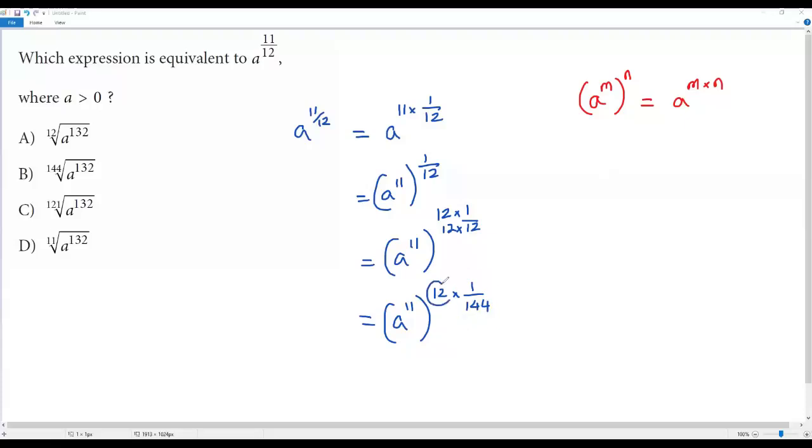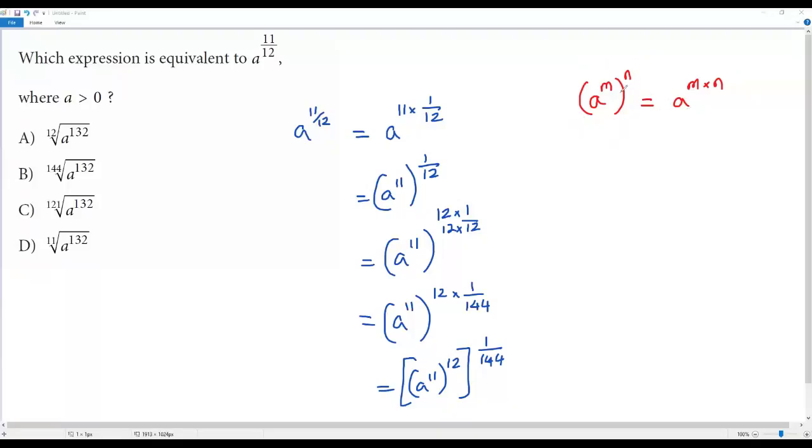So now let's take this 12 as exponent for this stuff. Then I'm getting a to the power 11 to the power 12. And for this complete stuff, we have to take the second value, 1 over 144, as exponent. Here we have the base a, the exponent 11, and for this complete stuff, we have exponent 12. So this is similar to a to the power m to the power n.